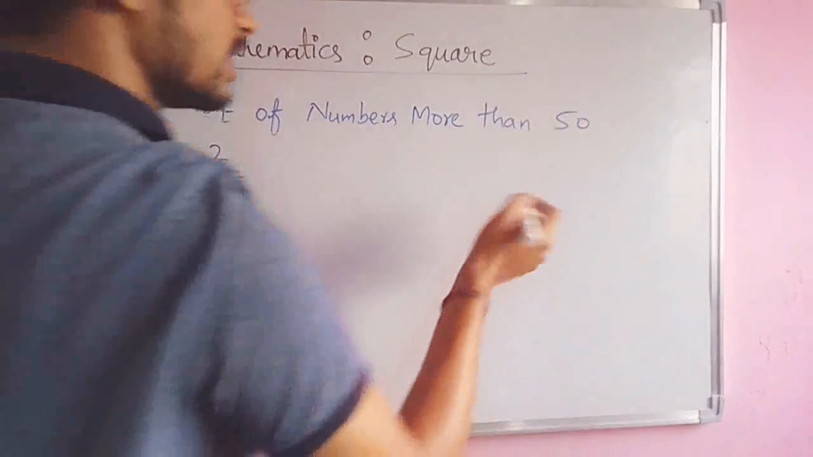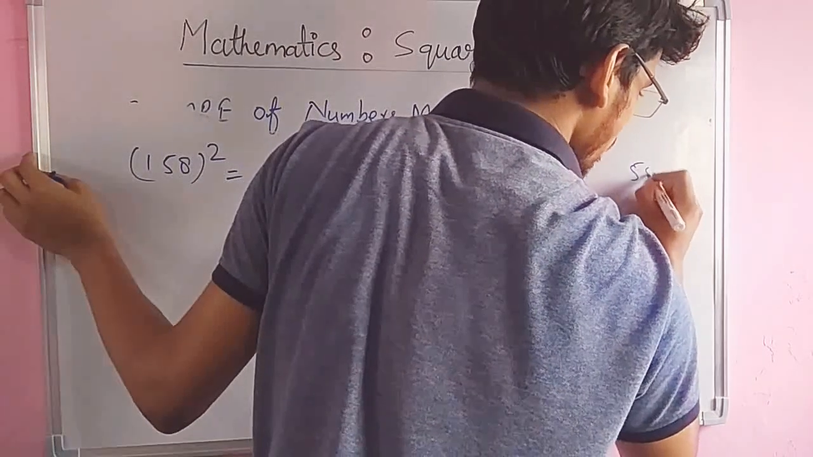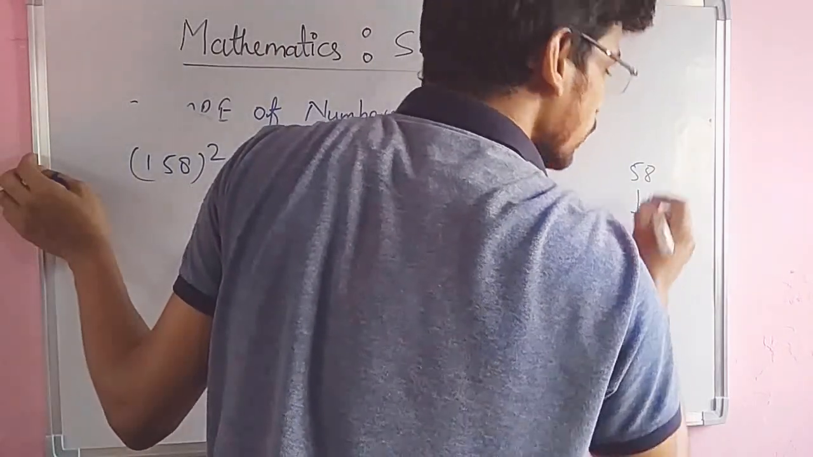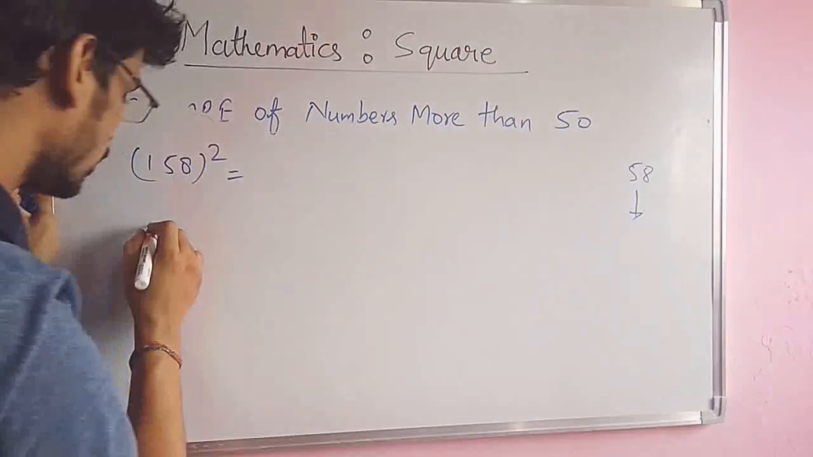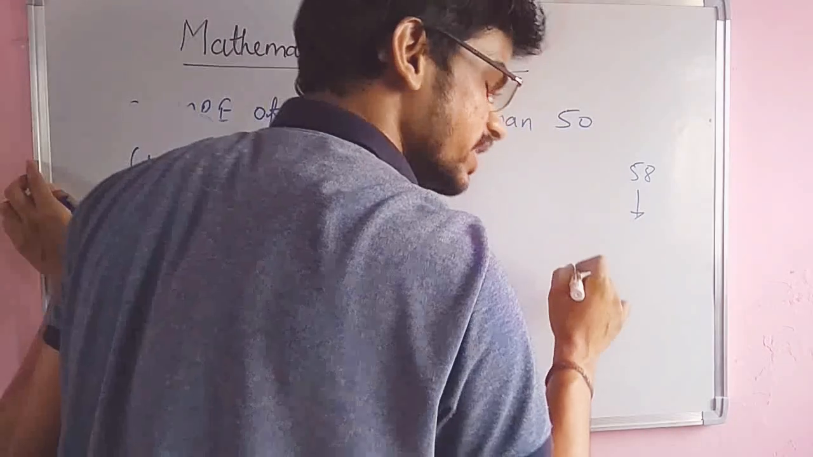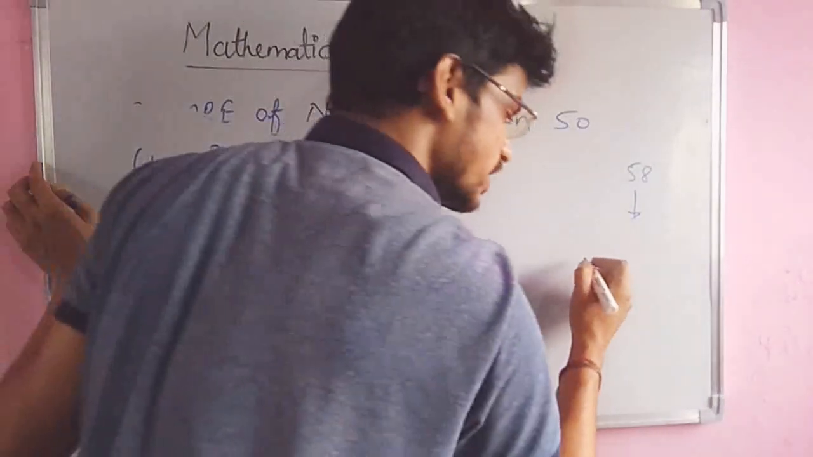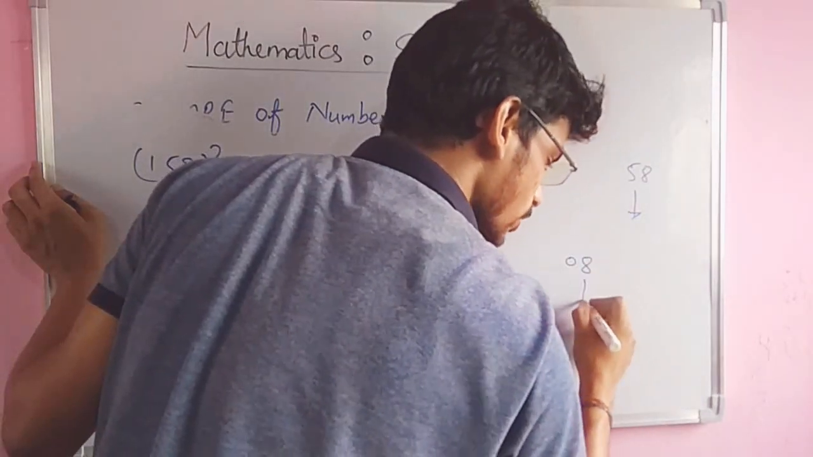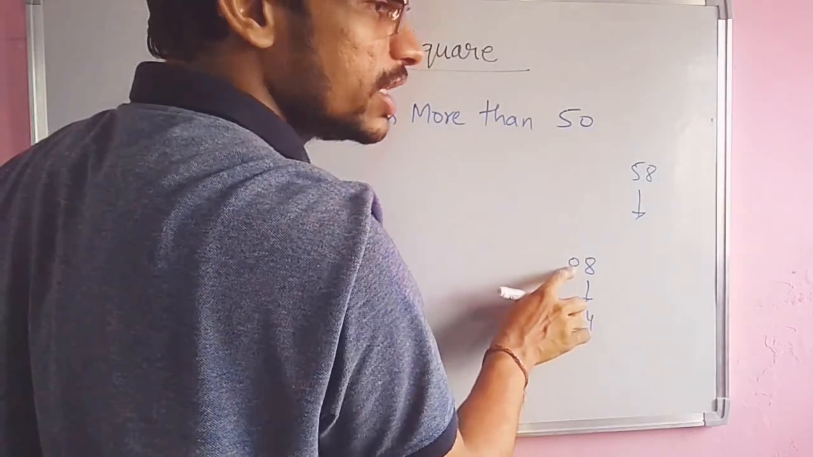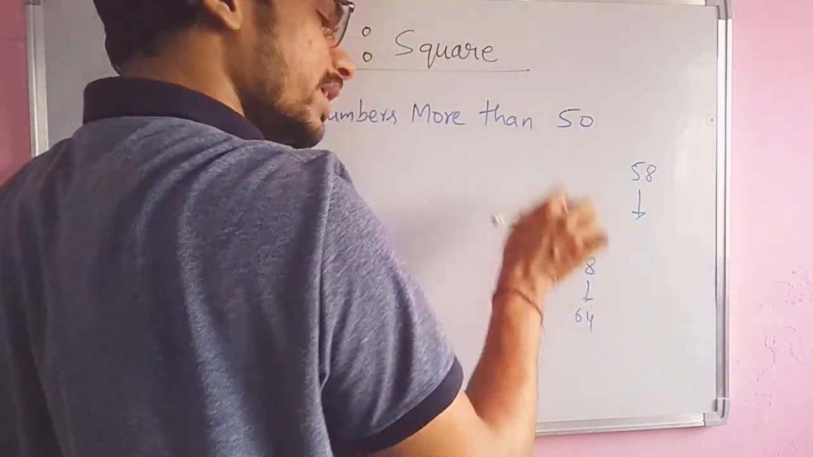How much is it greater than 100? That is by 58. Next, calculate the square of 58. How do we calculate the square of 58? How much is 58 greater than 50? It is greater than 50 by 8. Calculate the square, that is 64. The square of 8 is 64.